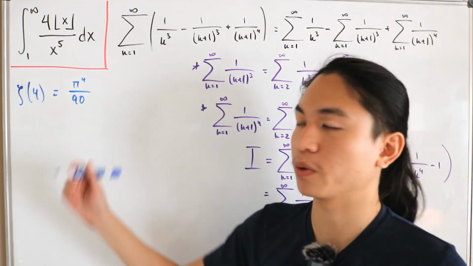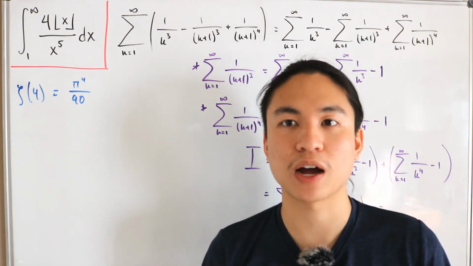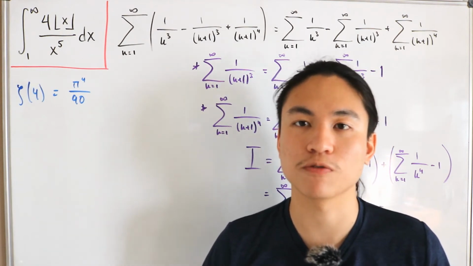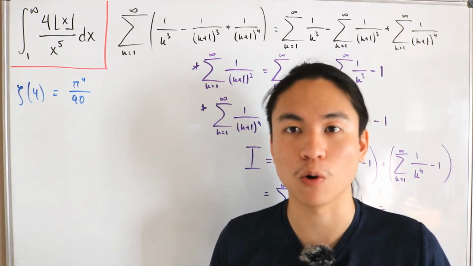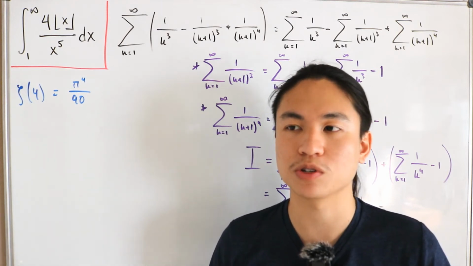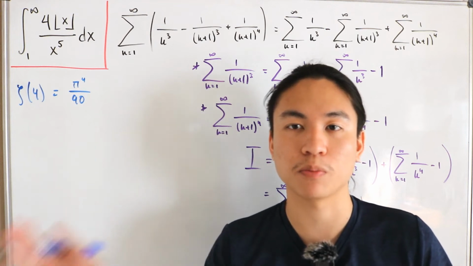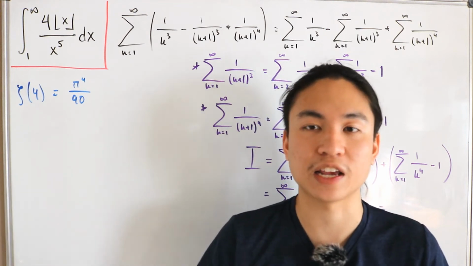There are actually several ways to prove the Riemann zeta of 4 is equal to pi to the power 4 divided by 90. For one, you can use the Fourier series of x to the power 4 or x squared. Another way is utilizing Bernoulli numbers, after putting in the Riemann zeta function at the even integers.